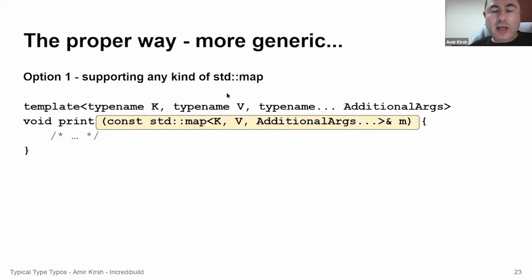Well, we could say that we have a map for key and value and additional args. By the way, why additional args? Why not just an additional single argument? Well, because there is also an allocator. So suppose somebody wants to give another allocator for the map, which is not the default allocator. Here, we also accommodate this issue. So we have some kind of a more generic one.